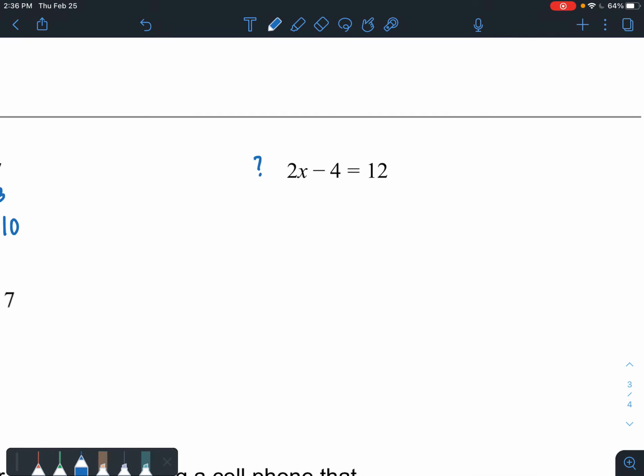Do this next one. Should add 4 to both sides first, getting 2x equals 16. Then divide by 2, you get x equals 8.